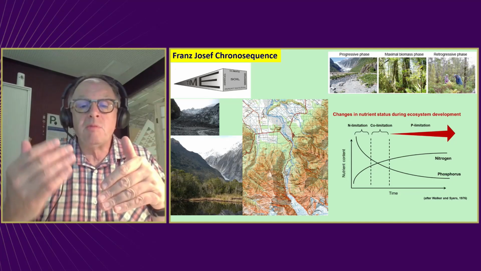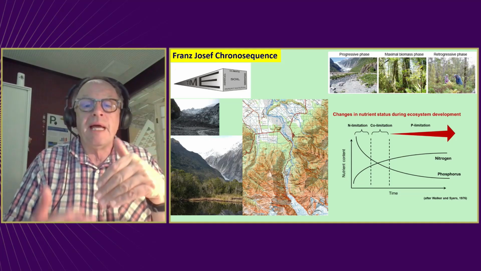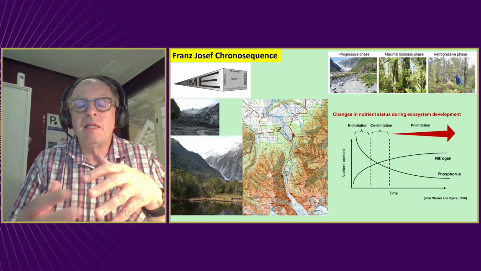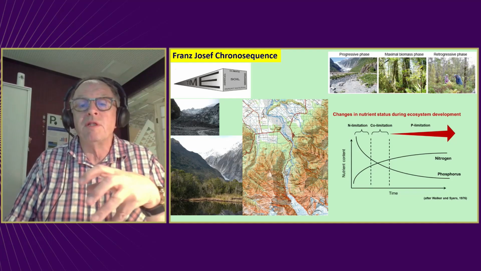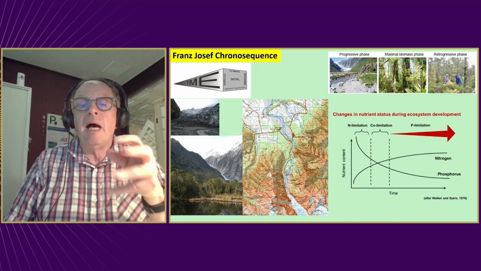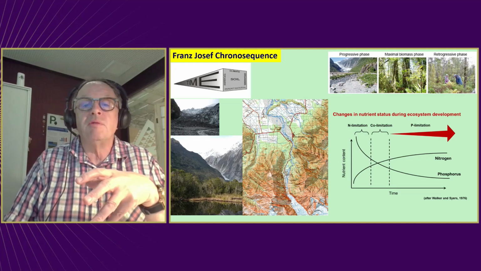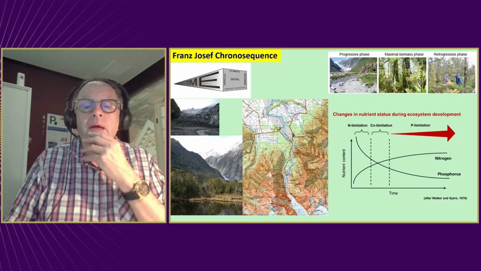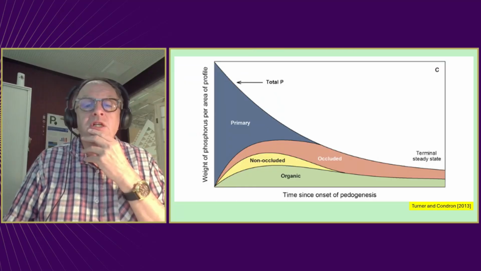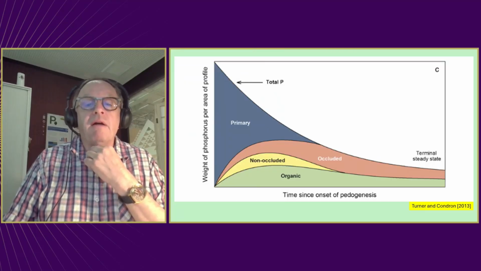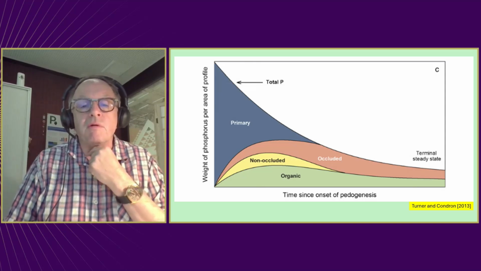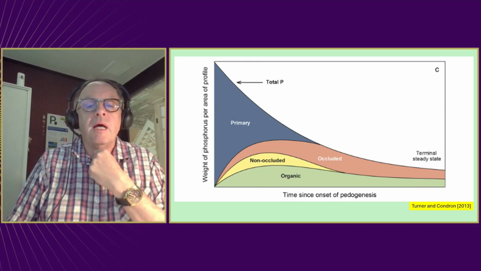But we're losing phosphorus all the time, mainly to drainage. With time, we start to slip into a phosphorus deficient situation, what we call the retrogressive situation. You can see those pictures in the top right hand corner. In that situation, you can represent this in diagram form. And this is actually not just for Franz Josef; this has been shown for a whole lot of chronosequences across the world.